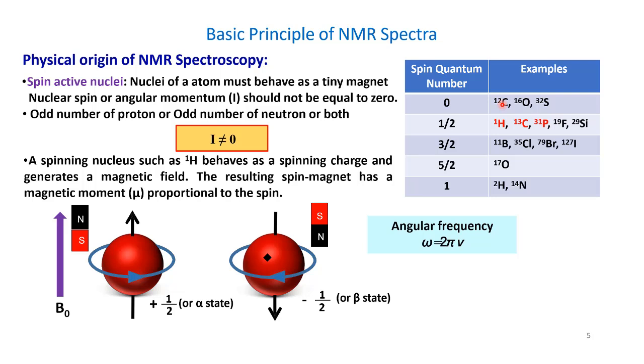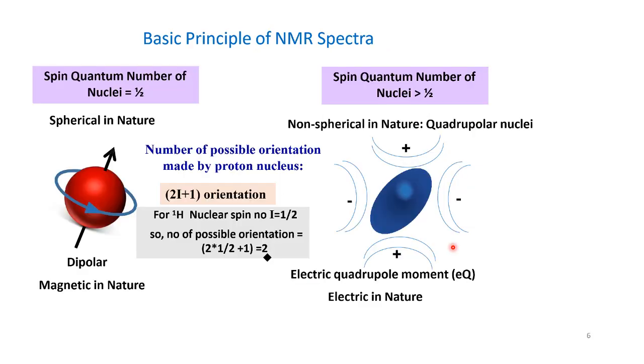And the spinning nuclei. Here is an example of a proton. This behaves as a spinning charge and generates a magnetic field, as I already told. The resulting spin magnet has a magnetic moment that is called mu, and it is proportional to the spin and also the angular frequency. We will be needing it at a later stage. So omega equals 2 pi mu, that you should remember.